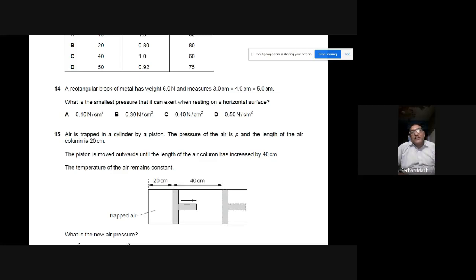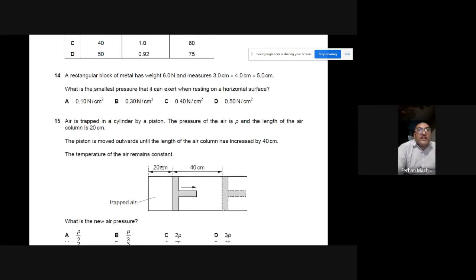If you look at the dimensions of the rectangular box, if I put the face whose dimensions are 5 centimeter and 4 centimeter on the ground, its surface area will be the largest. So that face, with dimensions 4 and 5, has a surface area of 20 centimeter square, and then we can calculate the pressure. Pressure is equal to weight divided by contact area, and the weight is 6 Newton. 6 Newton divided by 20 centimeter square, and the answer will be 0.3 Newton per centimeter square. So the option is B. For question number 14, the option is B.